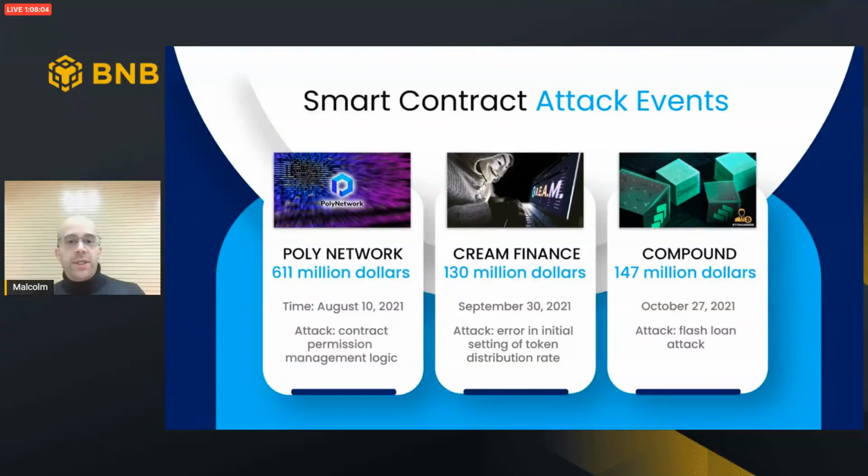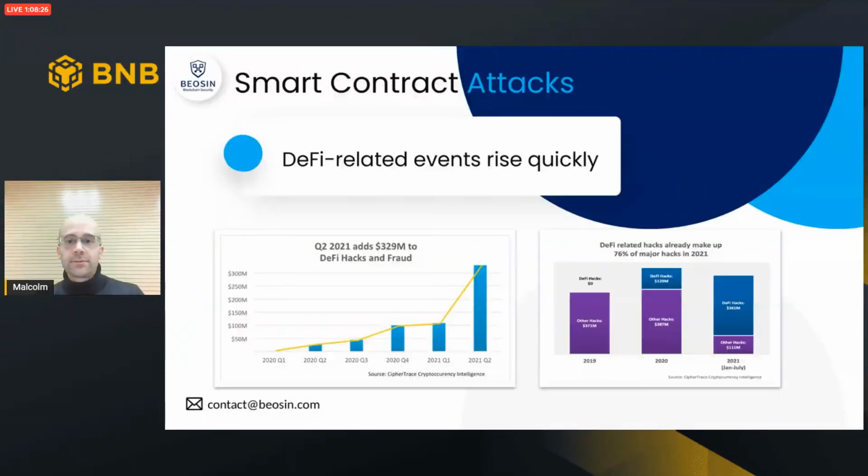As you can see here, each of them was attacked by taking advantage of completely different vulnerabilities. It puts emphasis on the importance of doing rigorous security auditing to find vulnerabilities before deploying smart contracts onto the chain. On this slide, you can see that the decentralized finance related events rise quickly. And as mentioned, it's much because of more digital assets being managed directly through smart contracts, and the incentive it brings in turn for bad actors to perform attacks.